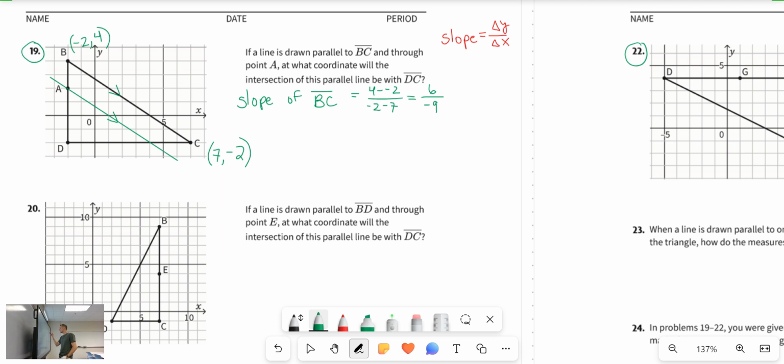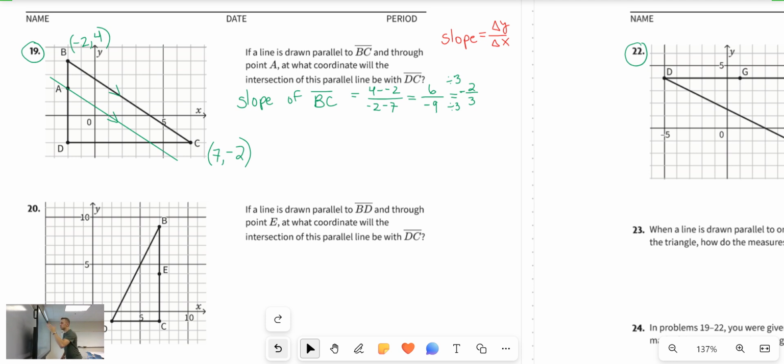So 6 divided by -9. We can rewrite this because 6 and 9 are both divisible by 3. So we can divide the top and the bottom by 3, and we can say that this is actually 2 and 3, and we can pull the negative sign out in front. So -2/3. I actually don't want to circle that because that's not the final answer. That's just the slope of BC. So the slope that we're looking for is -2/3.